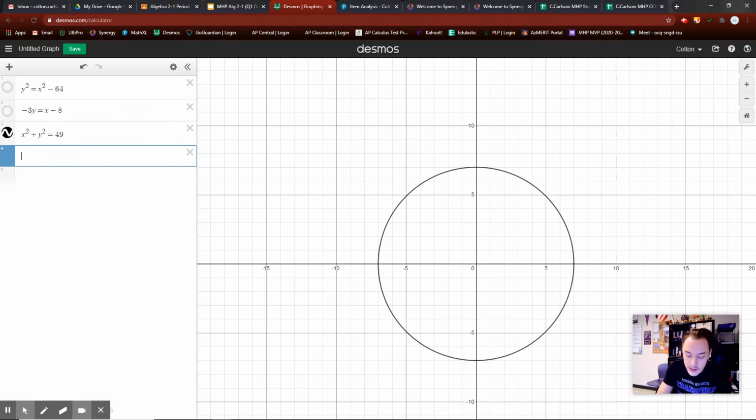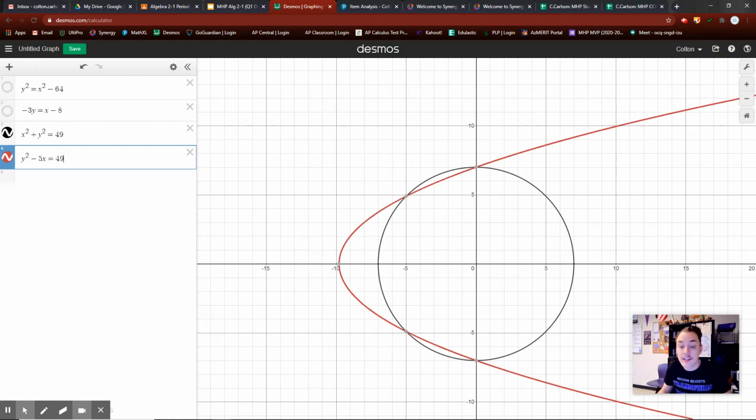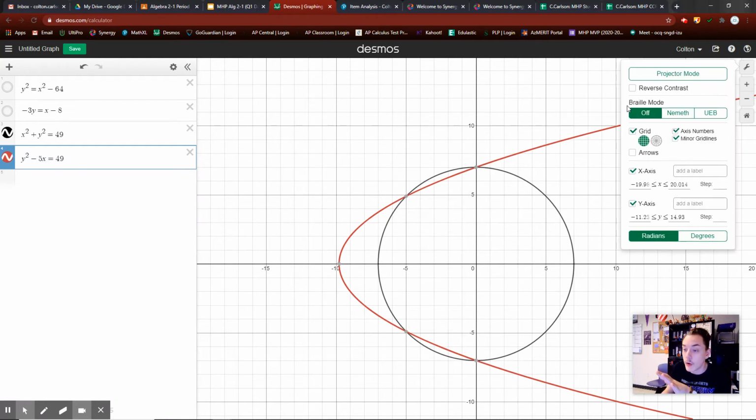So y squared minus 5x and then equals 49. So this is actually what we call a parabola. It is a horizontal parabola. It's not a function, and neither is a circle. A circle is not a function. It can be an equation, but it's not a function. Now, notice here you have a total of 4 points. Okay, you have a total of 4 points.